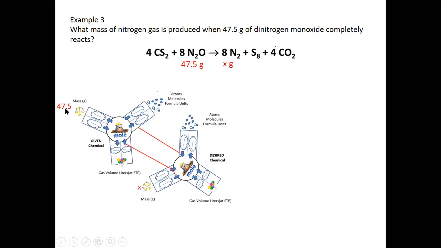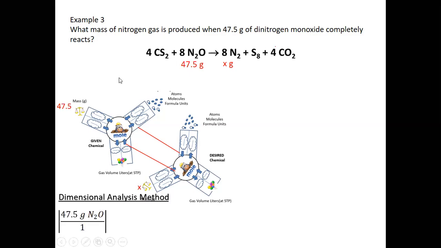In order to get from mass of given to mass of desired, now this is going to require multiple steps. In this case, we have a mass of a given chemical, but the only way to turn that chemical into a new chemical would be to relate the mole amounts. So before we can really get started, we're going to have to turn mass of given into mole of given.